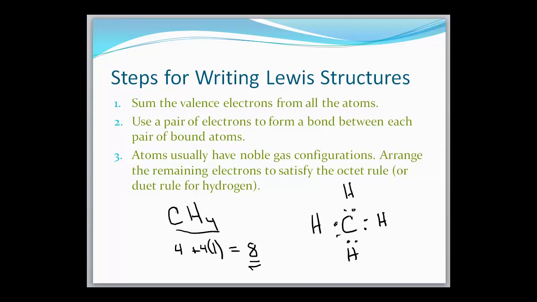1, 2, 3, 4, 5, 6, 7, 8. Hydrogen can then count the ones that are shared with the carbon as its own. So they each get to claim the shared pair of electrons as their own. Now remember, these are held together in these orbitals, and that's what forms the bond, but we don't draw those.